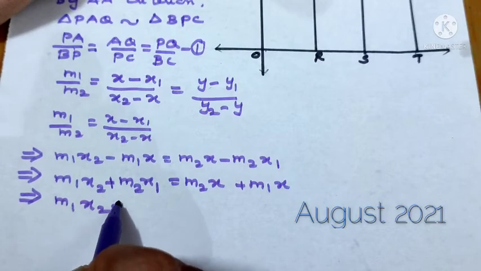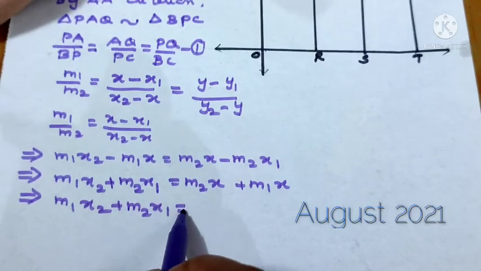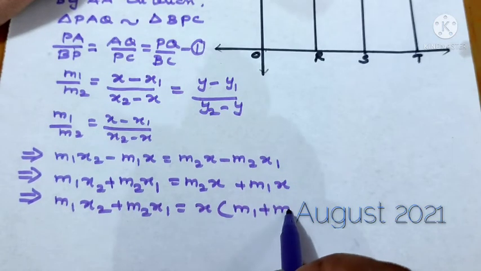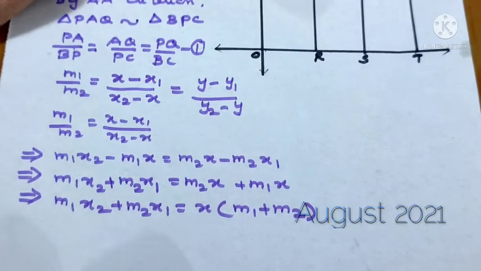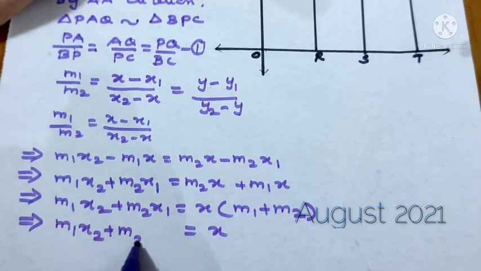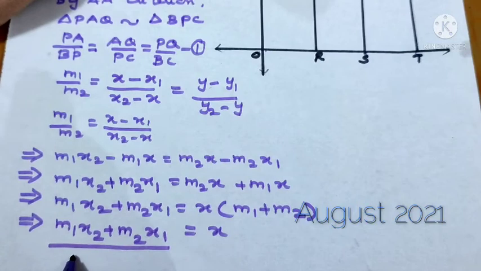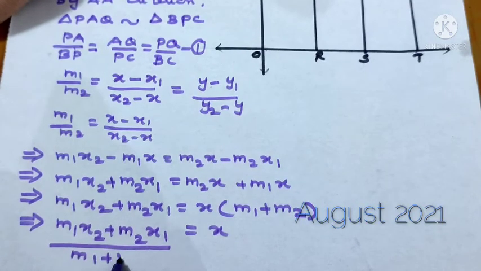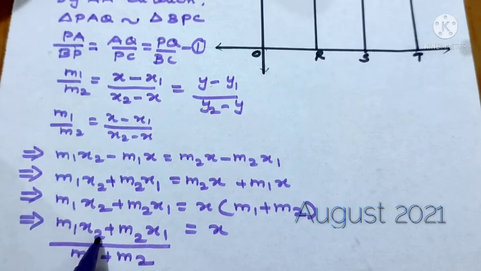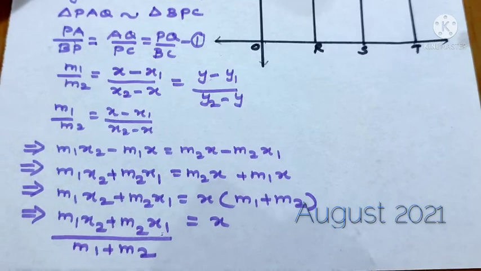m1x2 plus m2x1 equal to, now what is common here? x is common, m1 plus m2, right? So now the x value we want: x equal to m1x2 plus m2x1 whole divided by m1 plus m2. See, one means another one is 2. m1x2, m2 we are taking, then x1 is the coordinate. Now with m1 plus m2, we got the value for x.